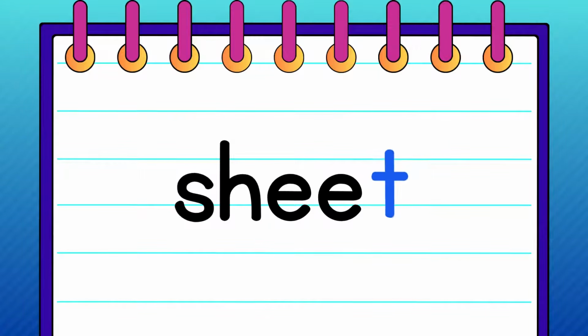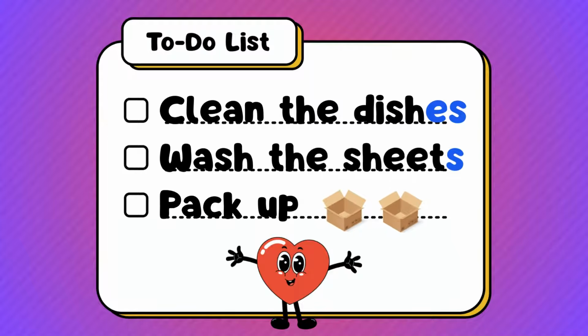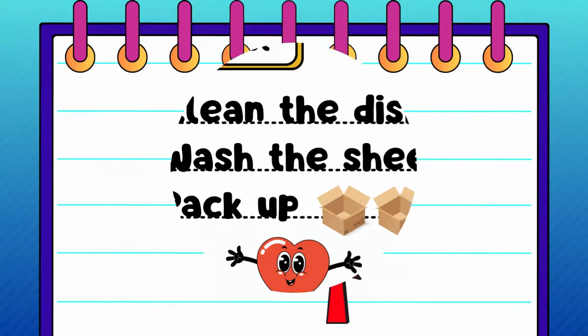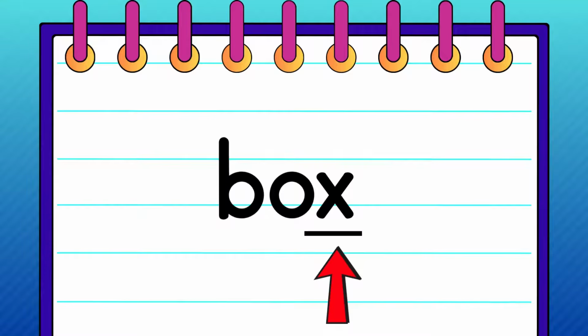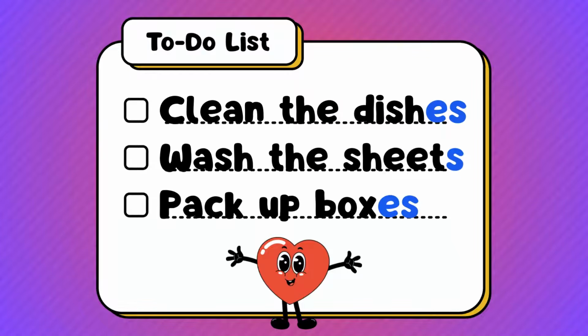Next, I need to wash the sheets. The word sheet ends with the letter T, so I make it the plural word sheets by adding the suffix S. Wash the sheets. And finally, I will pack up boxes. The word box ends with the letter X, which means I need to add ES to the end to make the plural word boxes.